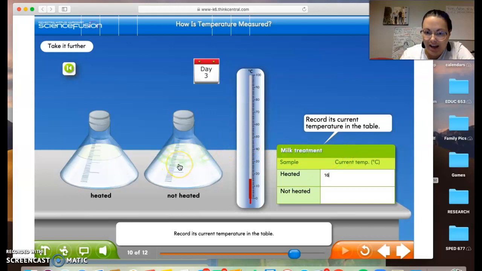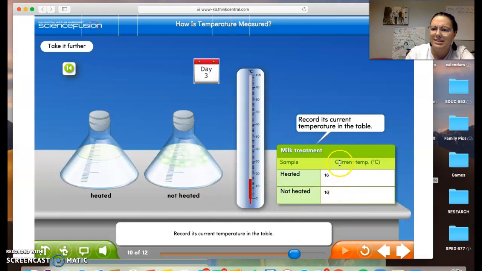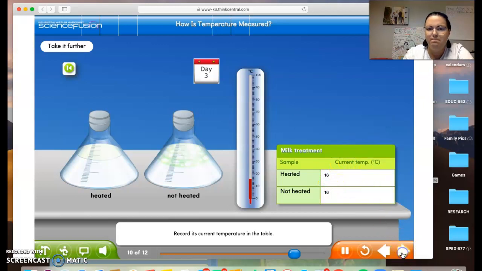But this one, let's see. Record its current temperature in the table. It's still at 16. Putting it in the refrigerator brought it down to 16. But look what happened. Something is different about this. I wonder what heating it at one point did to change the way bacteria grows.